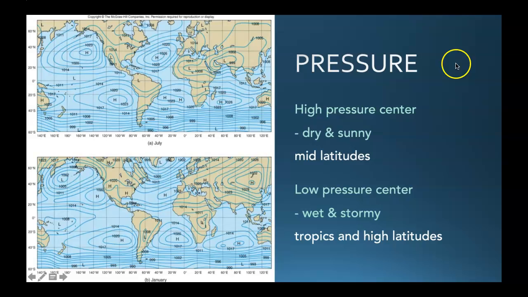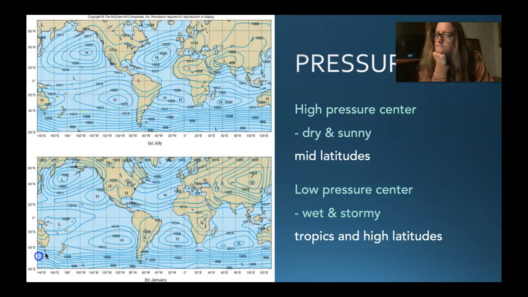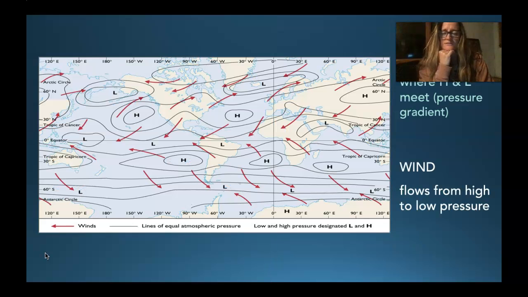Let's talk pressure again. So the high pressure systems or zones are going to be in the mid latitudes. So through here, these are sunny places that are dry and sunny. And here again, dry and sunny. The low pressure areas are wet and stormy. So you can think of that like the rainforest kind of areas. The tropics and high latitudes as well, wet and stormy. Okay, that's the pressure over our ocean basins.